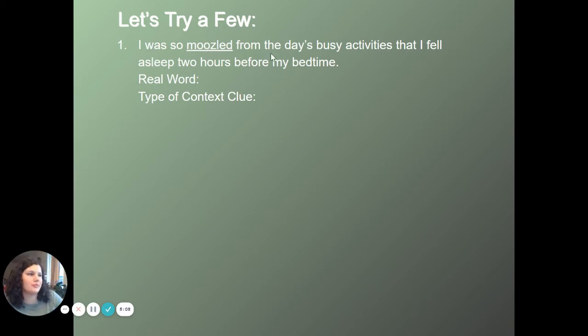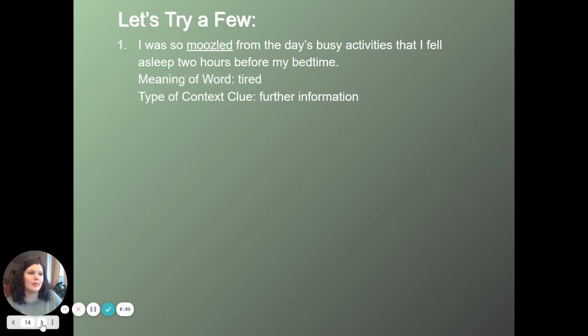I was so moozled from the day's busy activities that I fell asleep 2 hours before my bedtime. Okay, so we're looking for the word moozled. What does the word moozled mean? Like, what is the real word, or another word that means moozled? And how do we know what type of context clue? I see moozled, and then I see the day's busy activities. So we have further information in here. And how do you feel after a day of busy activities? You feel tired.